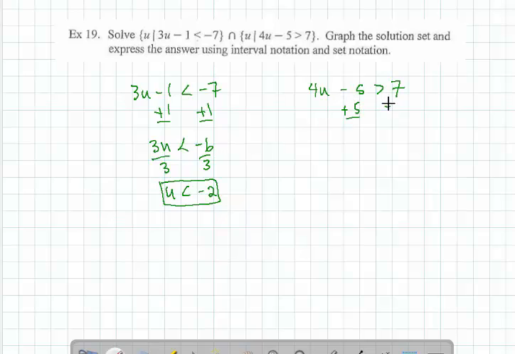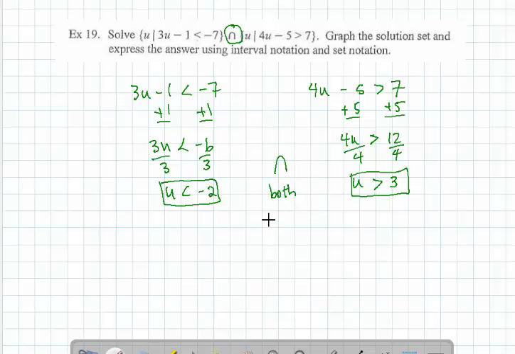And then we add 5 to both sides for this other interval. 4u is greater than 12. Divide both sides by 4. u is greater than 3. Okay. And here we're given the intersection. So we want the numbers that are in both. Alright, not just one or the other, but they have to be in both intervals.